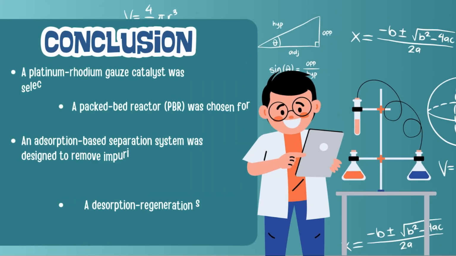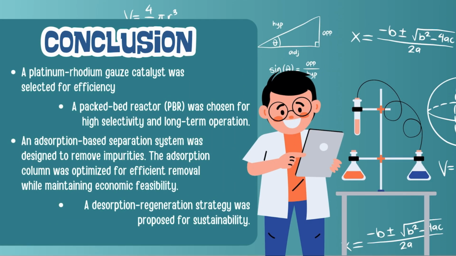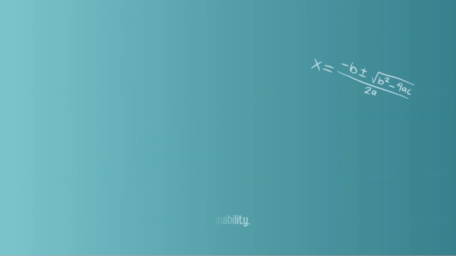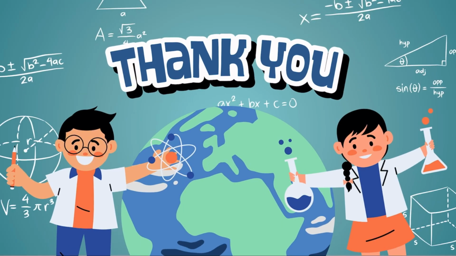As a conclusion, we have designed a reactor separator system for medical-grade nitric oxide production from ammonia oxidation. A platinum-rhodium catalyst and packed bed reactor ensure efficiency and high selectivity. To achieve 99.9% purity, an adsorption-based system removes NO2 and NH3 with optimized separation and regeneration for cost-effectiveness. This design creates an efficient, scalable, and sustainable system for industrial application.